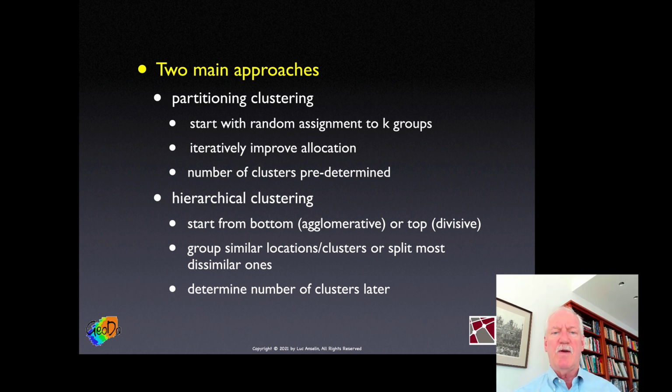So partitioning clustering starts with a random assignment. So we have our n observations. We randomly assign them into k groups. And then we carry out steps, iterations. We iteratively improve the allocation. That is typically carried out by what is referred to as an iterative greedy algorithm. Greedy because you look for the best improvement. And so you move on and on and on until the improvement is no longer significant, and then you stop. And as I mentioned, you stop, but you're not guaranteed to be in a global optimum. You're in a local optimum.